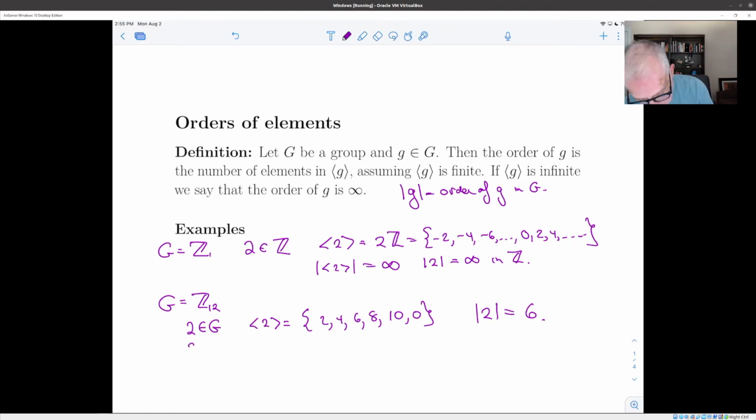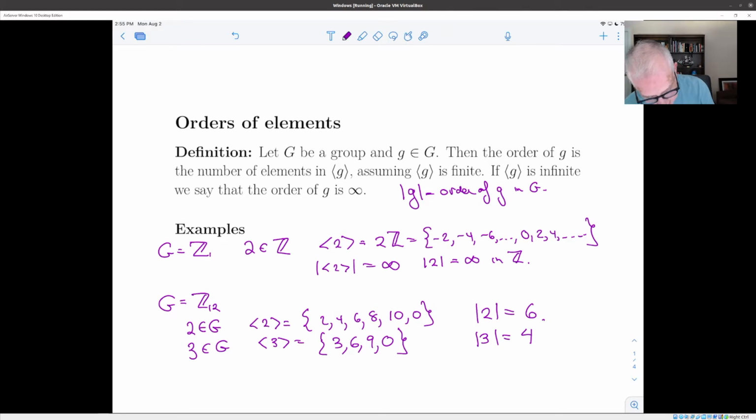If we take 3, it generates 3, 6, 9, and then 12, which is 0, and then it goes around and around and around, 3, 6, 9, 0, 3, 6, 9, 0. That's why we call these things cyclic. And therefore the order of 3 is 4.